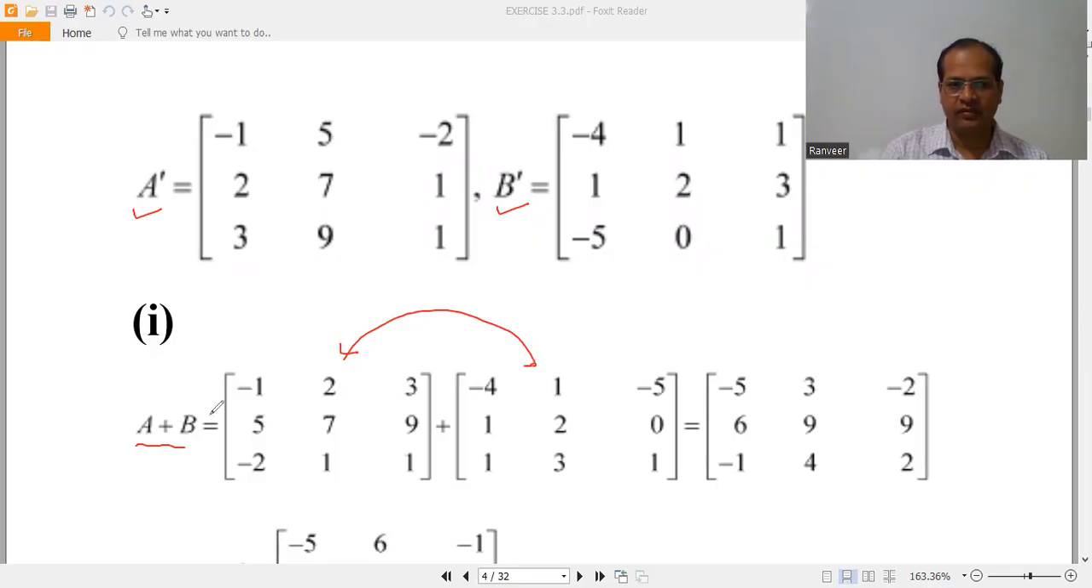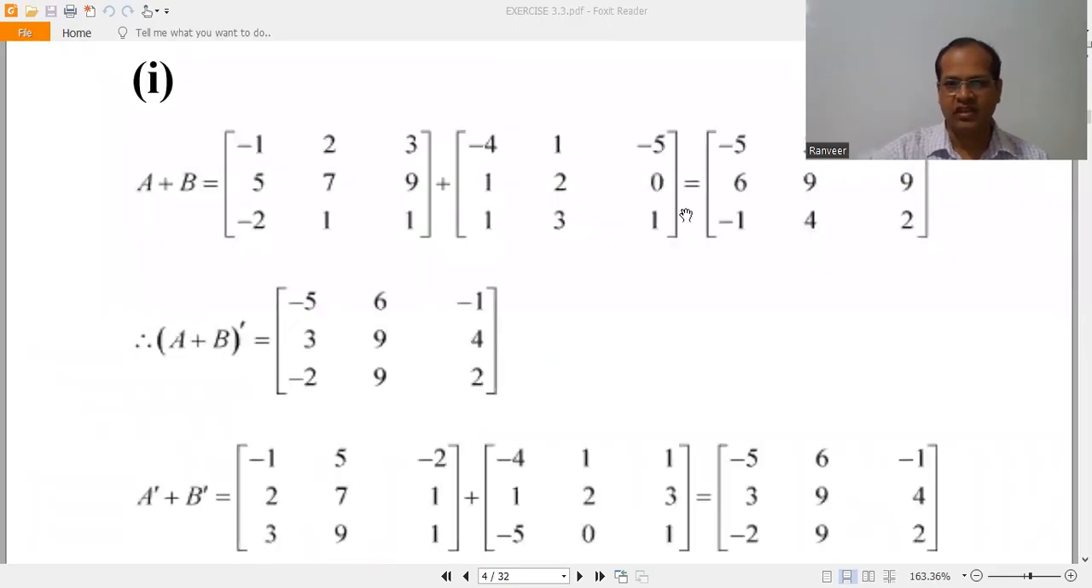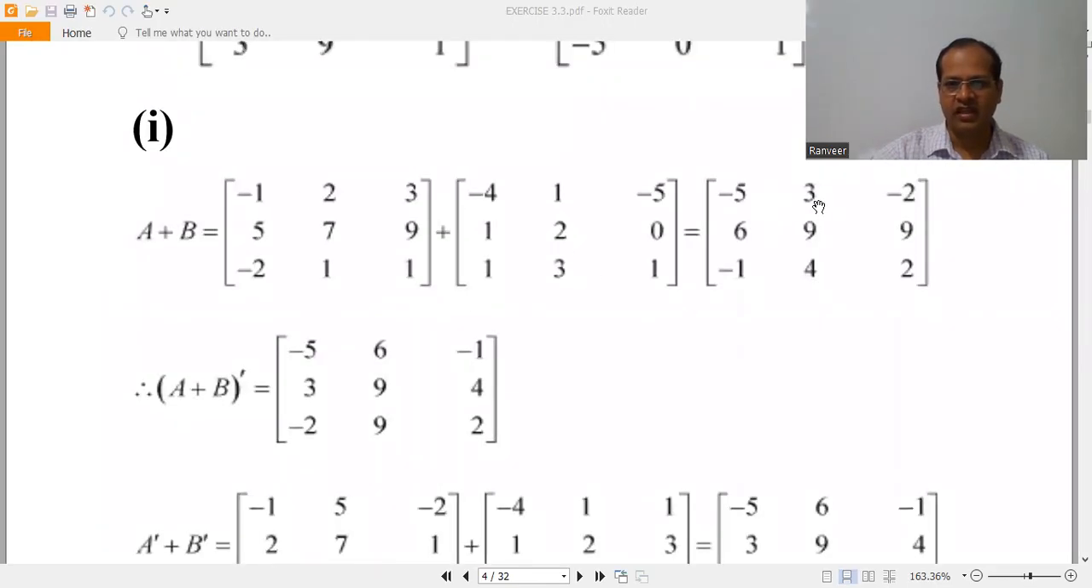So A plus B: first we have to add, then minus 1, minus 4. This is the corresponding one-to-one element addition. So this is the value of A plus B. So (A plus B) transpose is nothing but we just change minus 3 to minus 5. This is the first row, second row, third row. Now this becomes the first column, second column and third column.